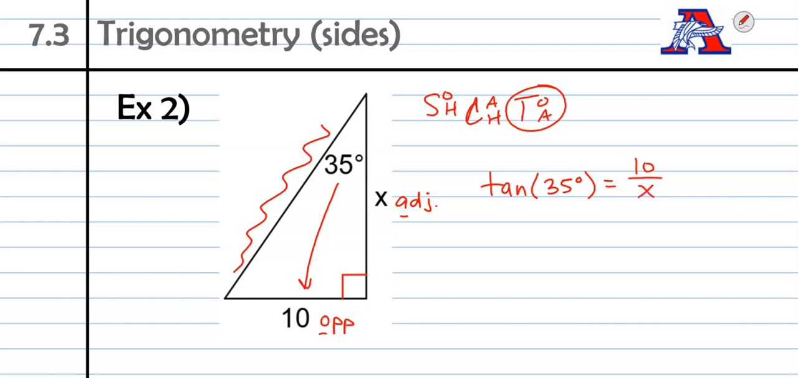Okay, this one's a little bit more work. This time the x is on the bottom instead of on the top. So it's going to be a little bit longer of a process. So first thing you should do is still multiply both sides by that denominator. Anytime you want to get rid of a fraction like that, you can just multiply both sides by the bottom. Okay, so now those are gone. Now we need to write down what's left. x times tangent of 35 equals 10.